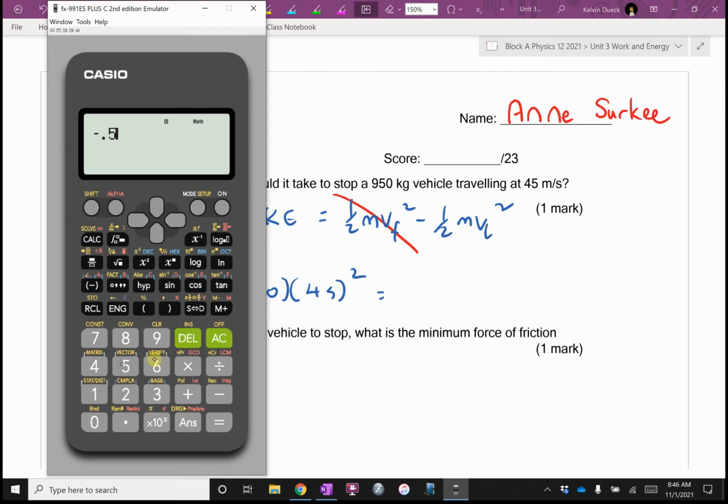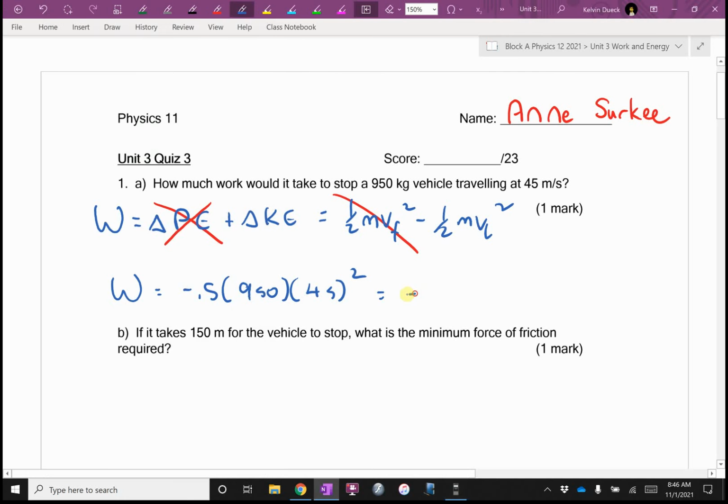Negative 0.5 times 950 times 45 squared. Do you all get negative 961? I'll call it negative 962,000. I'm going to be fussy: no negative, I would take a half mark off here, because the car does have to lose energy. We are doing negative work here. Work is measured in joules. Energy is the ability to do work, which is why energy is measured in joules.